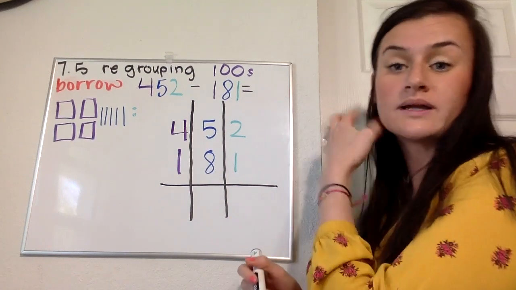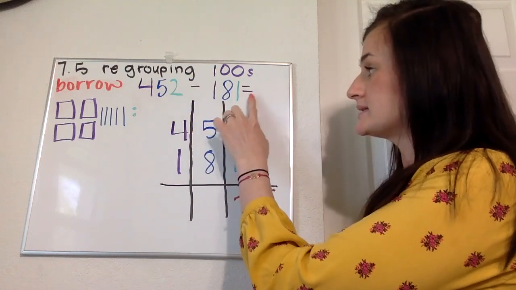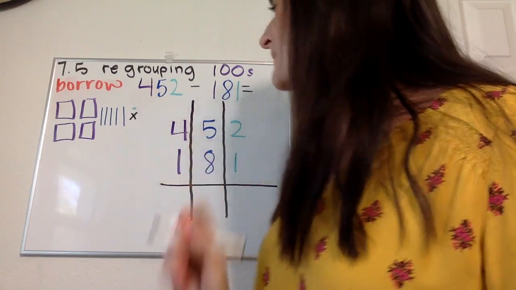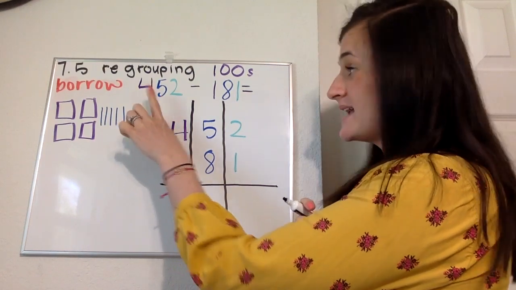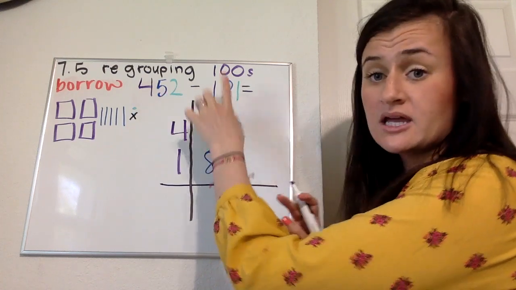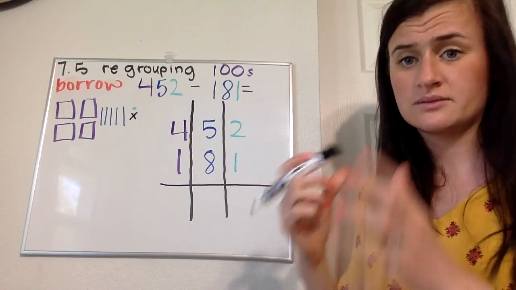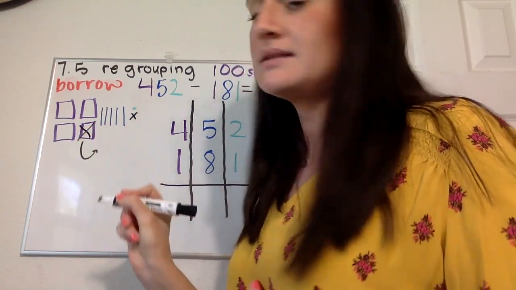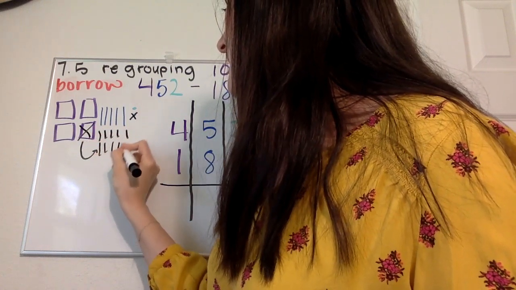Now, we are always going to start in the ones like we've been doing in the past. So I have 2 ones and I need to take one away, which I am able to do, leaving me with one left over. Now I have 5 tens and I need to take 8 away. And I know that 5 is less than 8, so I need to borrow 100 so that I have enough 10 sticks to subtract. So I am going to break apart one of these hundreds into 10 tens. 1, 2, 3, 4, 5, 6, 7, 8, 9, 10.